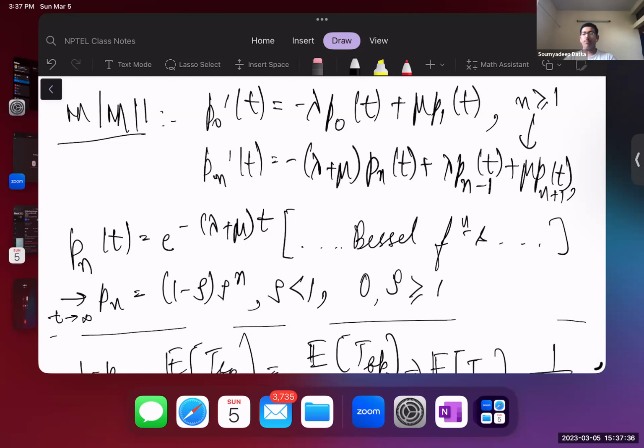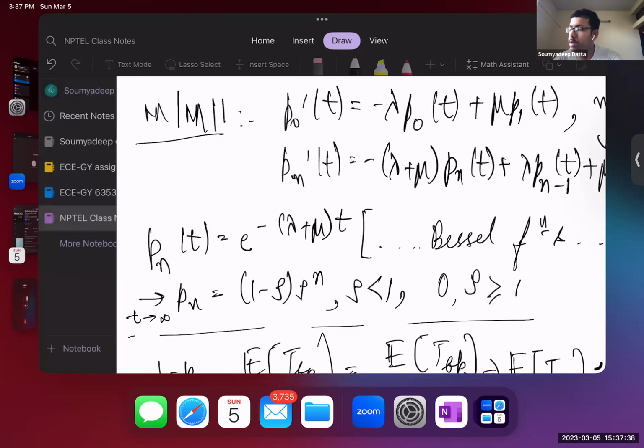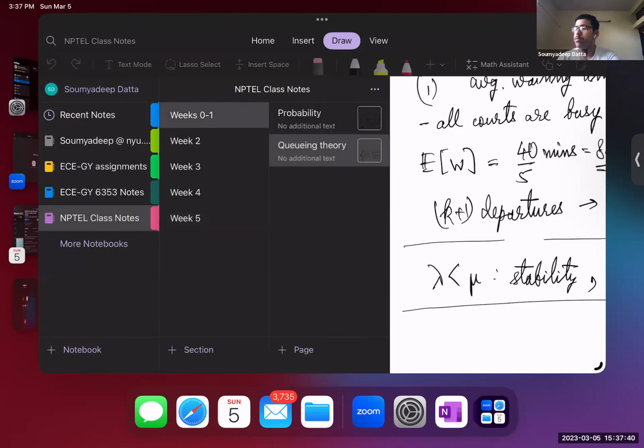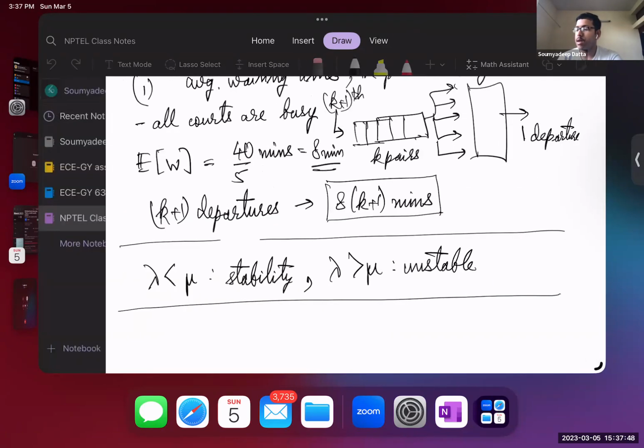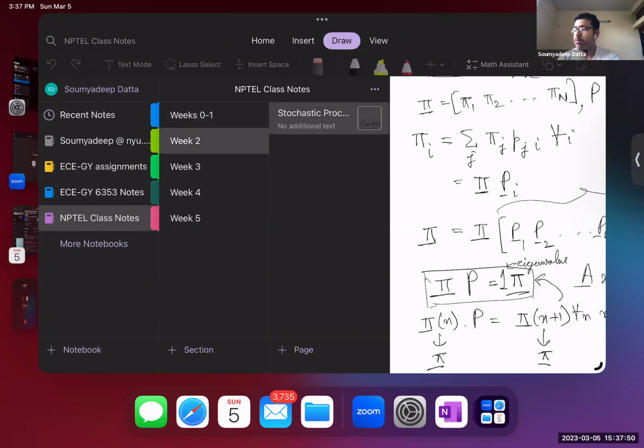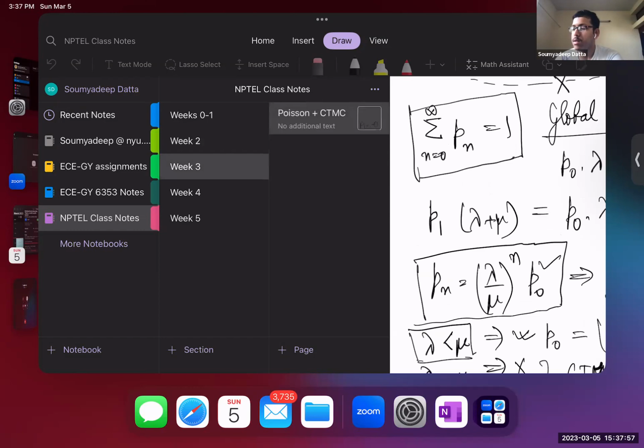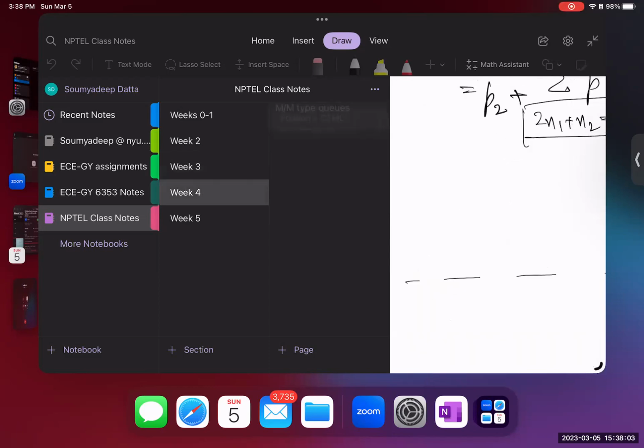So the topics that I've covered, as I said: the first week it was probability and basics of queuing theory, introduction to queues, and Little's law. In the second week, I covered a bit of stochastic processes, and then moved on to discrete time Markov chains.